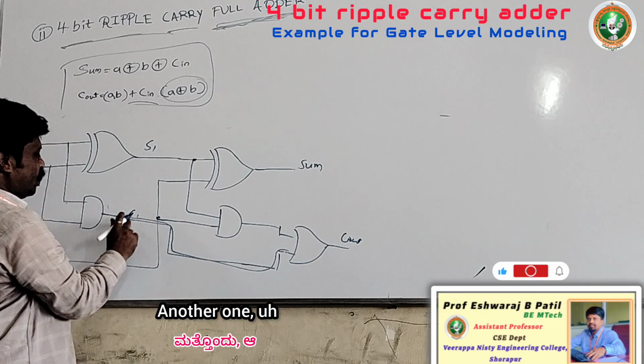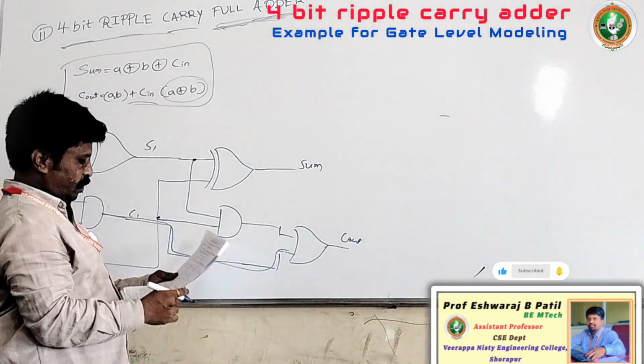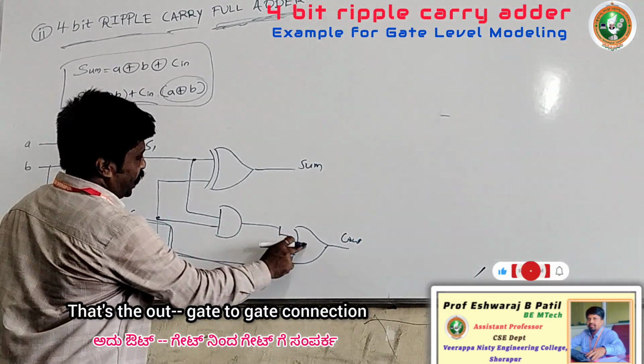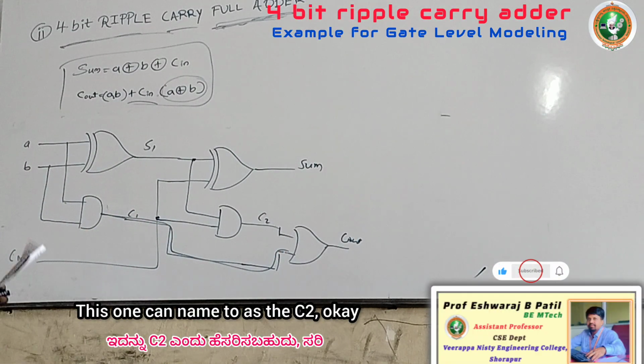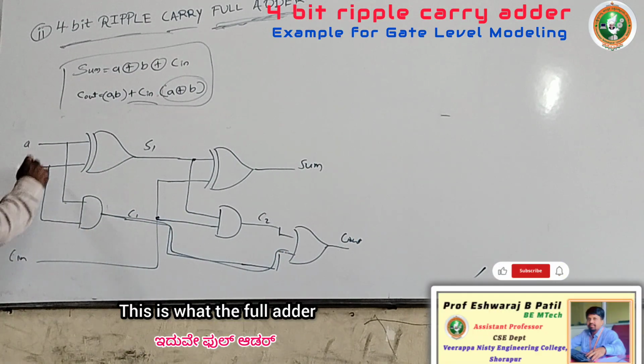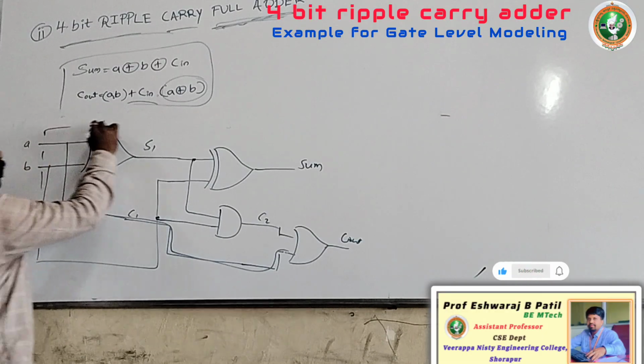Another line is there, that's the gate to gate connection. This one can be named as the C2. This is the full adder, the design of the 1 bit full adder.